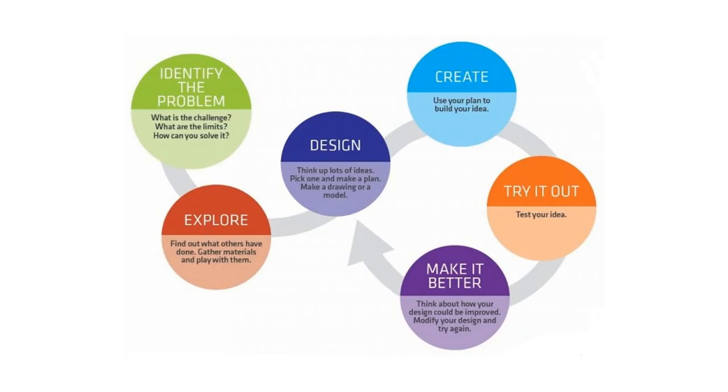We can modify the engineering design process into a cycle. First is identify the problem: what is the challenge, what are the limits, how can you solve it. Second, we explore it: find out what others have done, gather materials and play with them. Materials are nothing but the details, structures and information about the product. Once we gather this, we start to design it. This design is the basic outer sketch. Think up a lot of ideas, pick one and make a plan, make a drawing or a model.